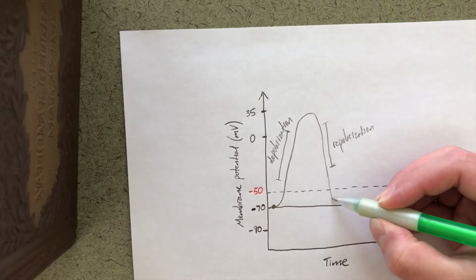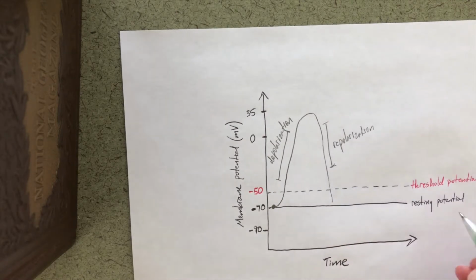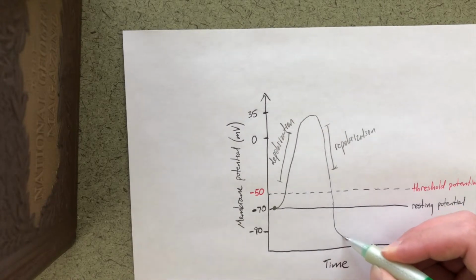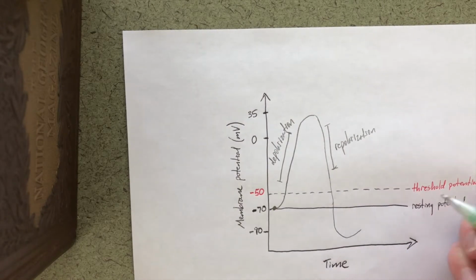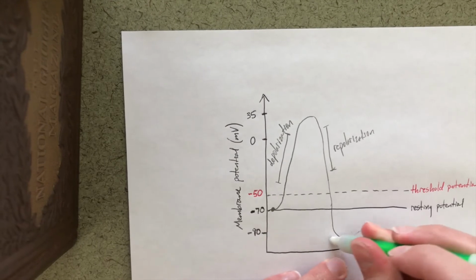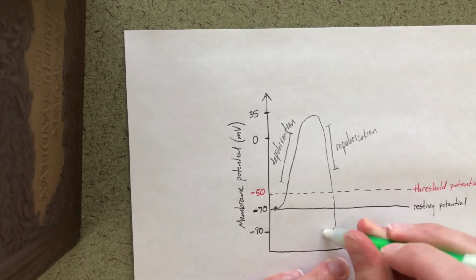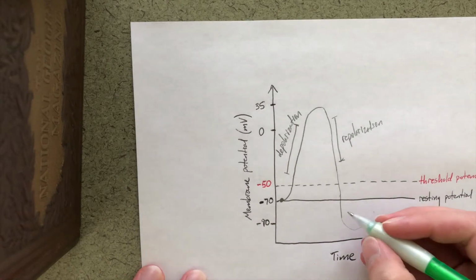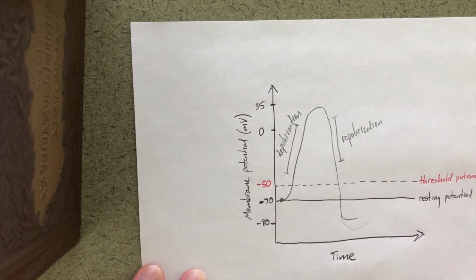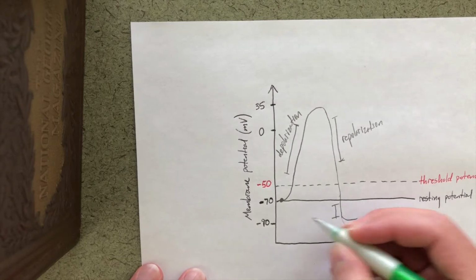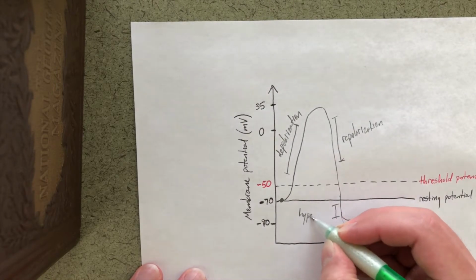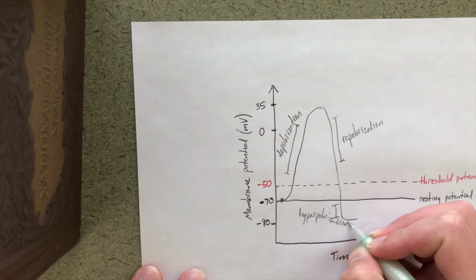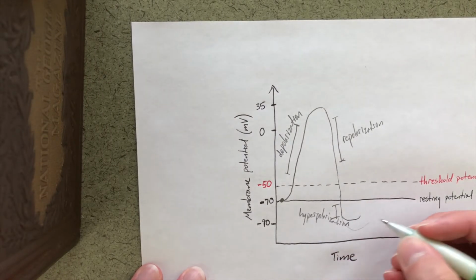So we're going to repolarize, and we're not going to stop at the resting membrane potential. We're actually going to overshoot it. Going to overshoot it a little bit, and maybe not that drastic, but we're going to overshoot it. And this is actually not accidental. It's actually very important that we overshoot it. This is called the hyperpolarization phase, because we're becoming hyperpolarized.